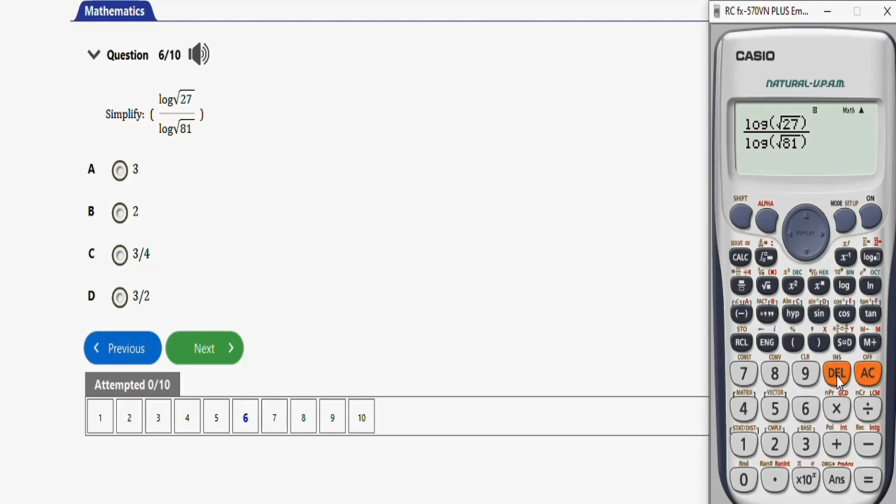Okay, so let's press equal to see the output. 2 over 4. The right option is option C. Alright, so making progress. Let's remove this and solve the next question.